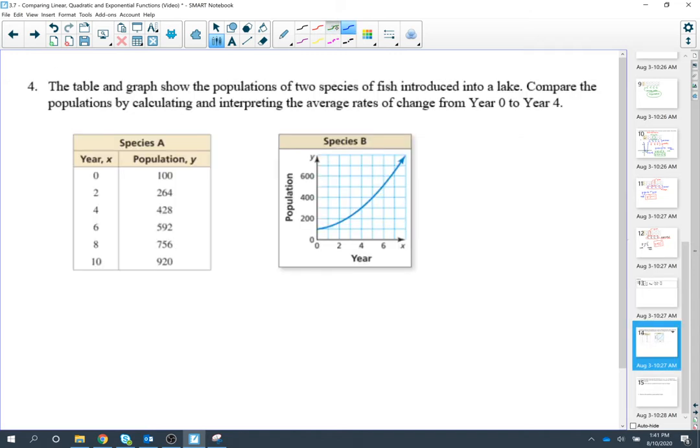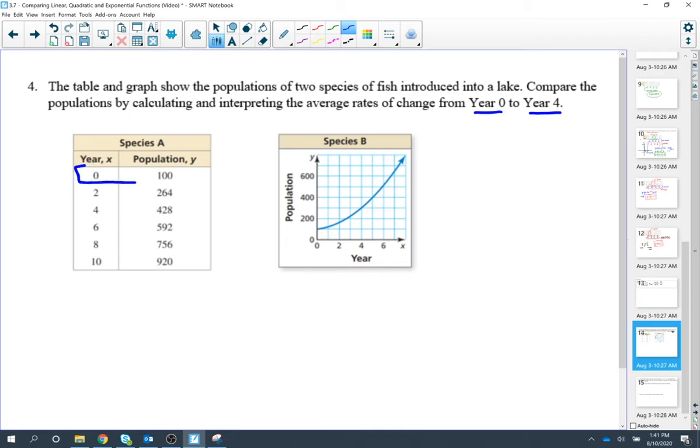Number 4. The table and graph show the populations of 2 species of fish introduced into a lake. Compare the populations by calculating and interpreting the average rate of change from year 0 to year 4. So species A, we're given a table, and we have to calculate our average rate of change from year 0 to year 4. So I'm going to come over to my table.